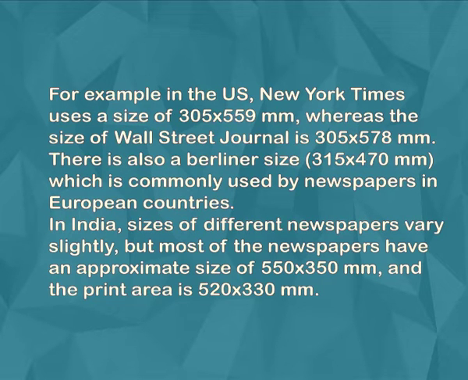Internationally, the size of newspapers are not standardized. It is different in different countries. Even within a country, different organizations use different sizes. For example, in the US, New York Times uses a size of 305 into 559 mm, whereas the size of Wall Street Journal is 305 into 578 mm. There is also a Berliner size 315 into 470 mm, which is commonly used by newspapers in European countries.